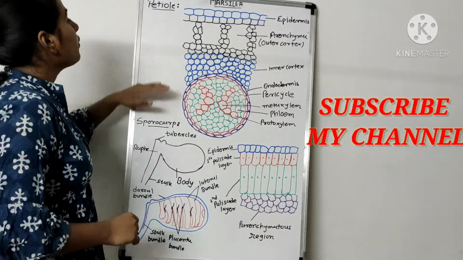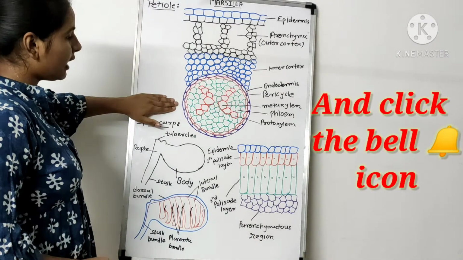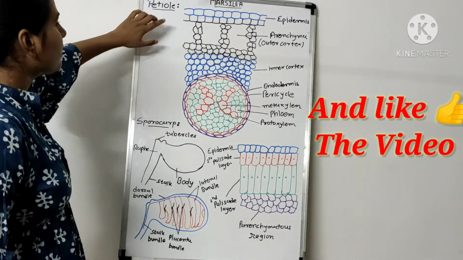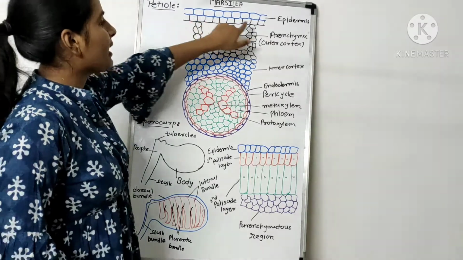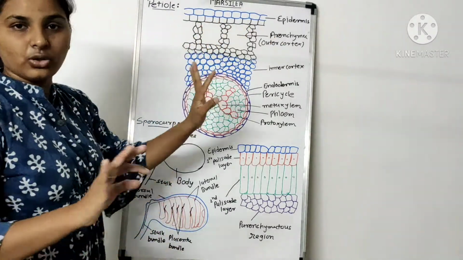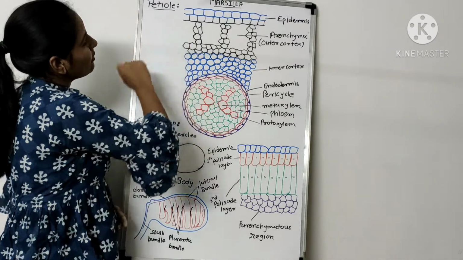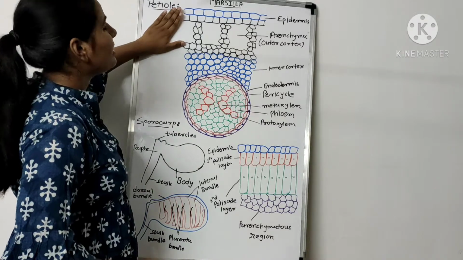Now guys, this is the diagram of petiole anatomy. We start with the epidermis. The epidermis is a single-layered parenchymatous cell. There is no cuticle. After the epidermis, we see the hypodermis, meaning the cortex.